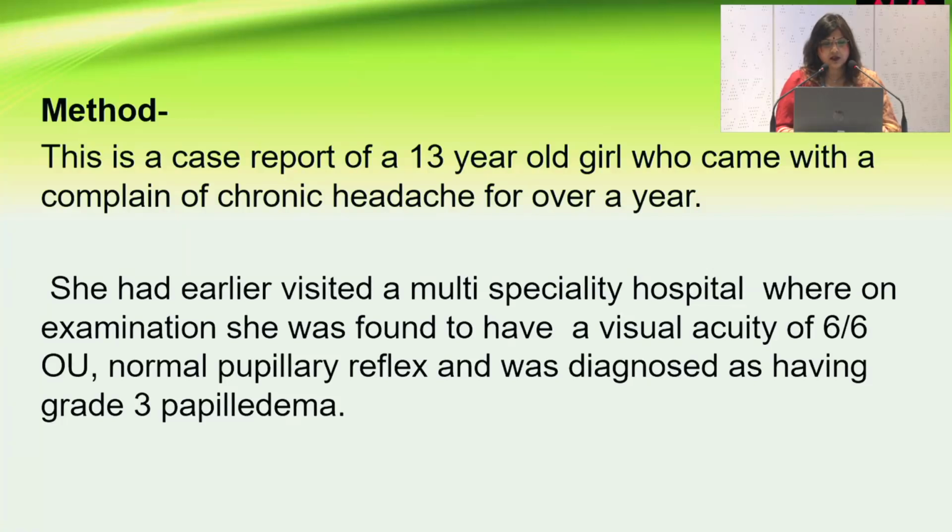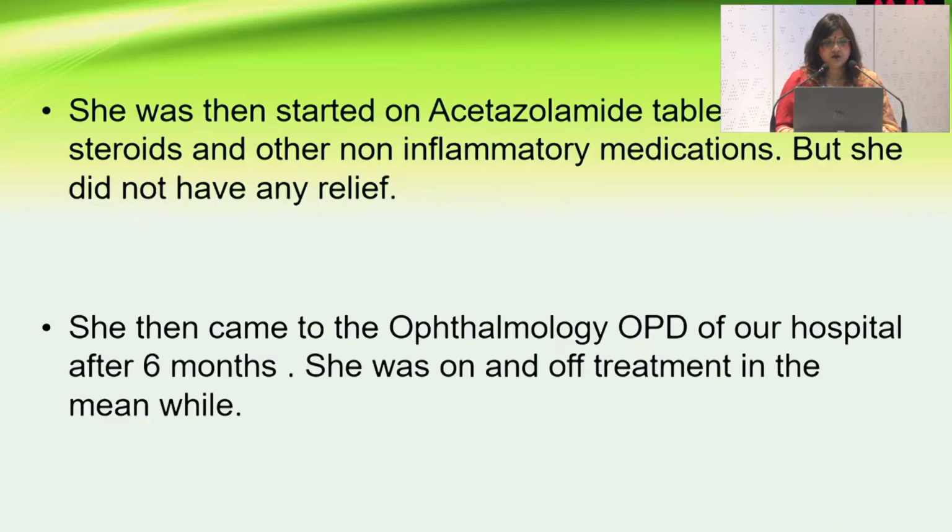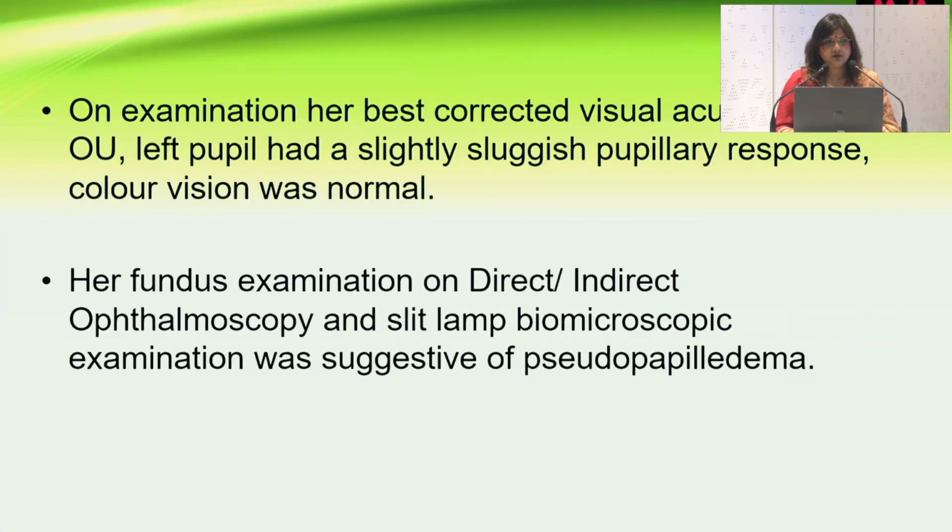There were no further findings. She was then referred to a neurologist who diagnosed her as having idiopathic intracranial hypertension. She was advised MRI with MR venogram, which was grossly normal. She was then started on acetazolamide tablets, steroids and other anti-inflammatory medications, but she did not have any relief. She then came to the ophthalmology OPD of our hospital after 6 months. She was off treatment in the meanwhile.